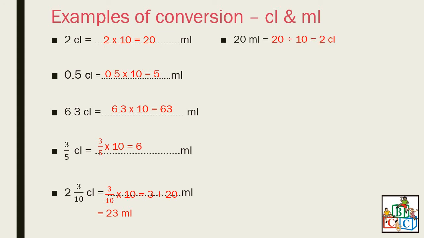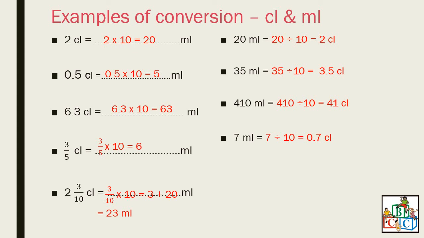Now you have conversion from milliliters to centiliters. Here milliliters to centiliters you have to divide by 10. 20 milliliters equal to 2 centiliters. 35 milliliters equal to 35 divided by 10 is equal to 3.5 centiliters. 410 milliliters divided by 10 is equal to 41 centiliters.